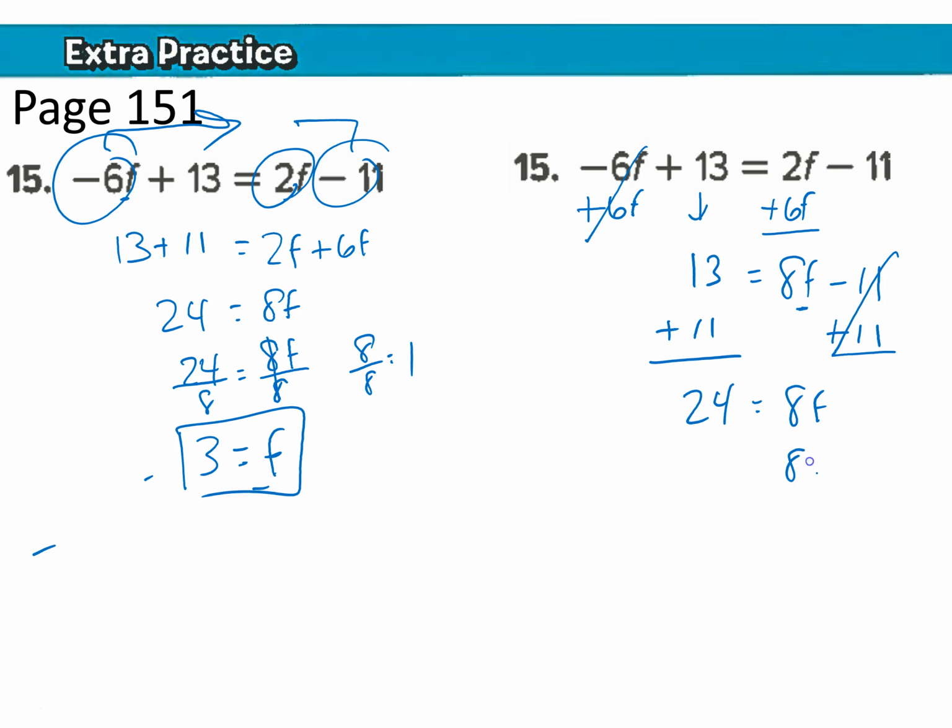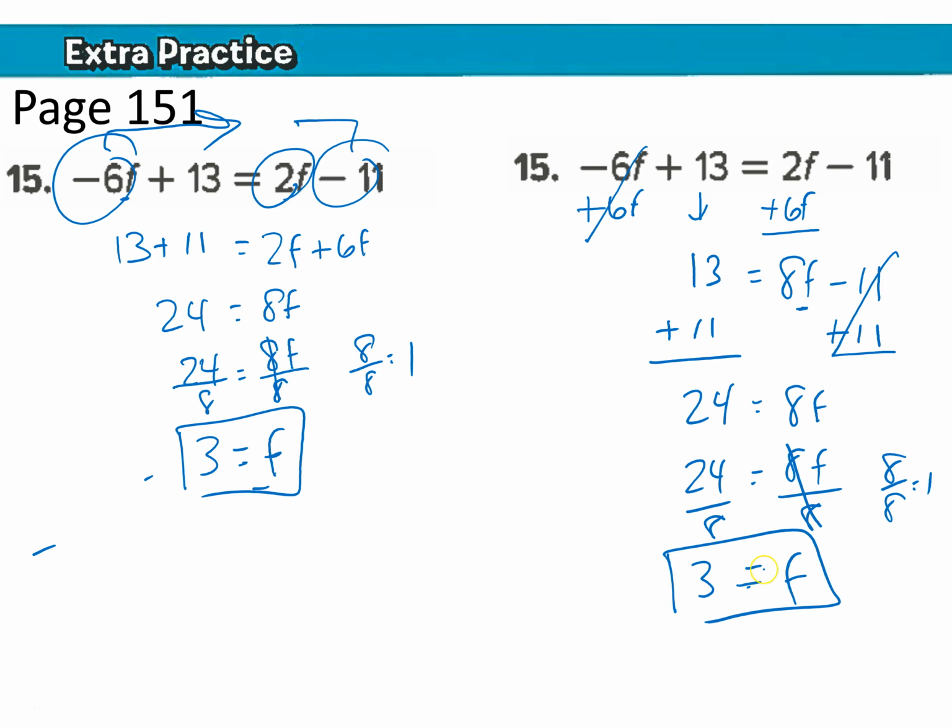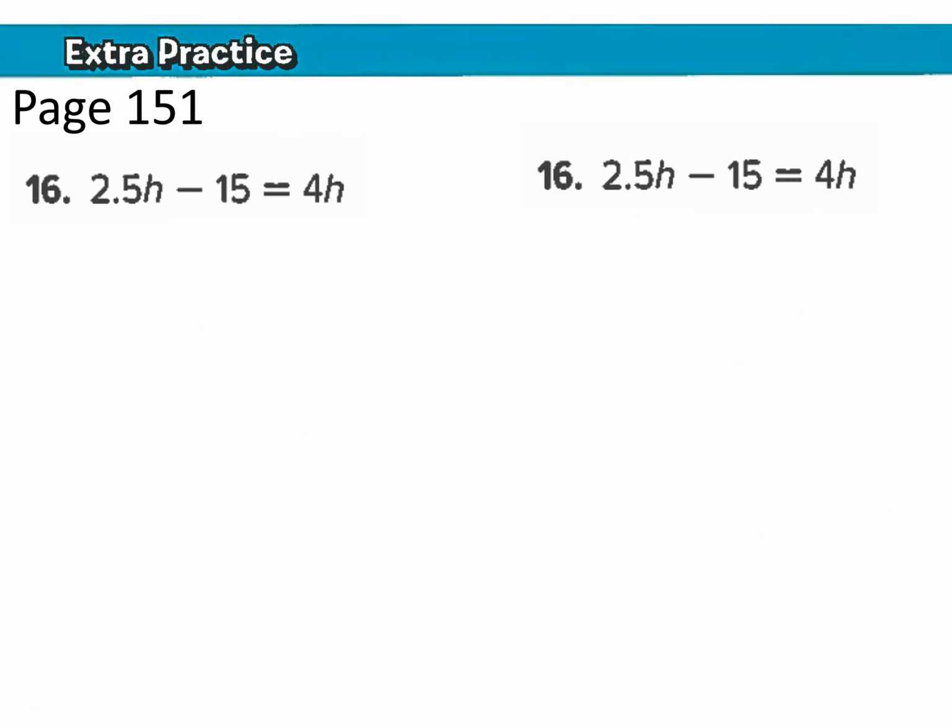Now I'm going to divide both sides by 8 because I want 8 divided by 8 equals 1. That gives me 1f is 3. Okay? No matter how you do it, f must be equal to 3. And again, you can check these answers on your own.